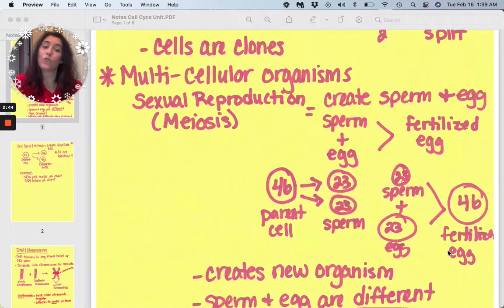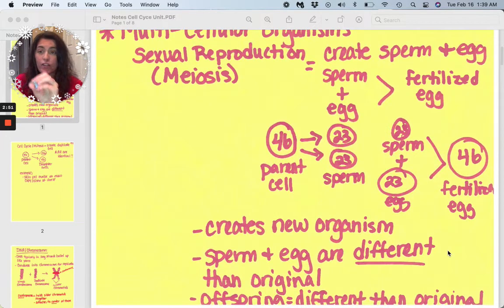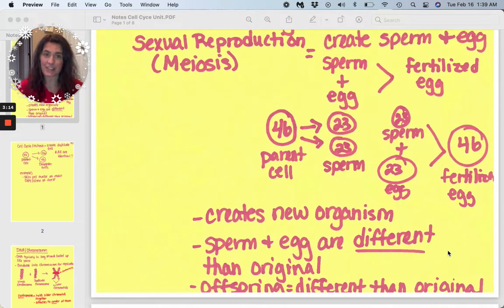This creates an organism, a brand new organism. And since the sperm and egg are different from that original parent cell, it had half the amount of chromosomes. And we're going to find out too in the process that you get a whole bunch of mixing of those chromosomes, because when they make them, you get some cool uniqueness coming in. But that sperm and egg are different than the original parent cell. And so because they're different, then that offspring is going to be different. And so you get this unique fertilized egg.